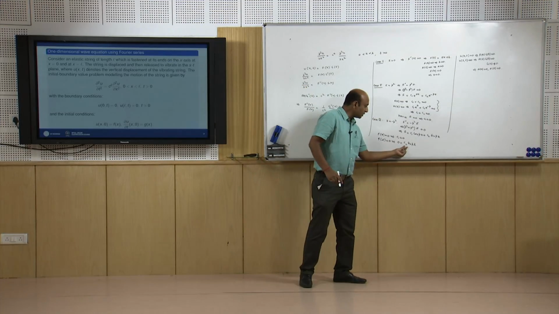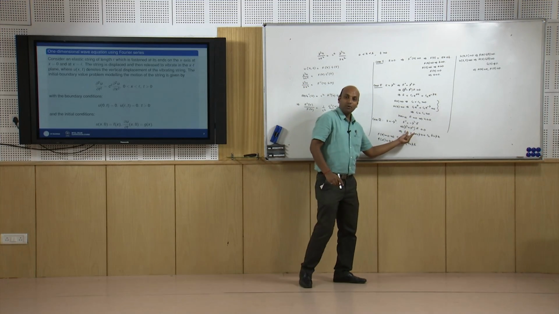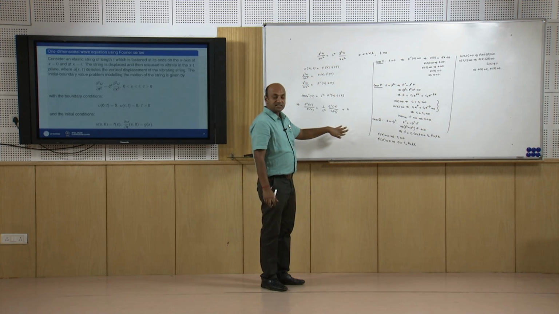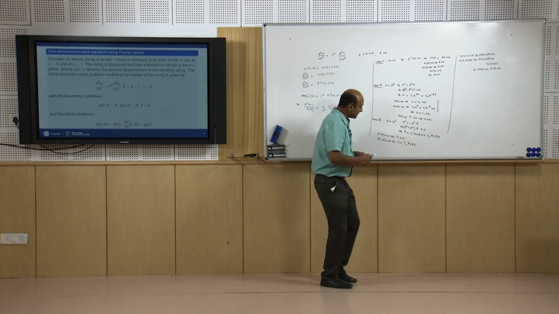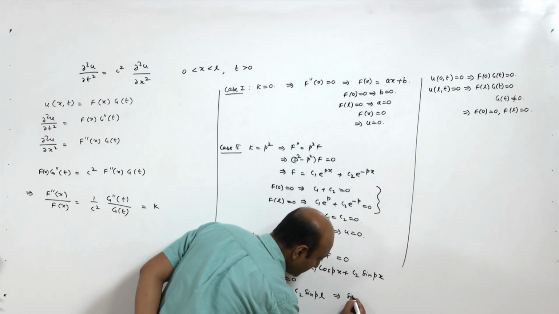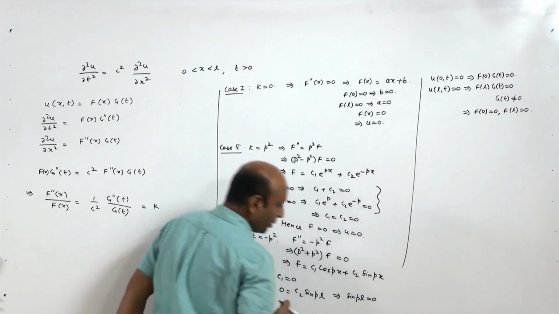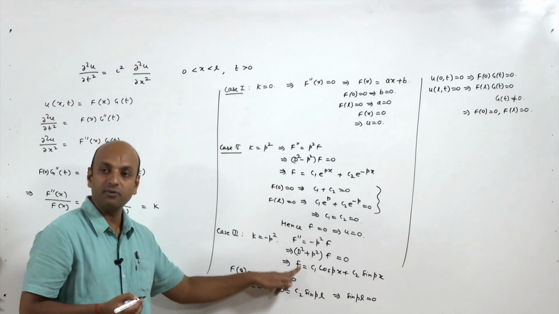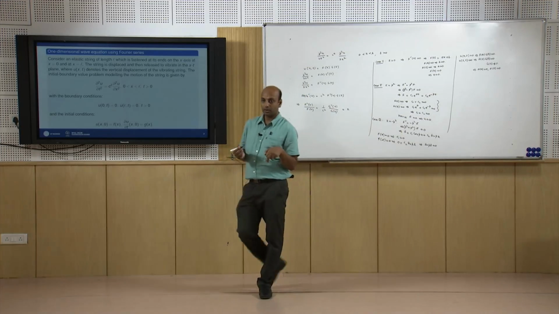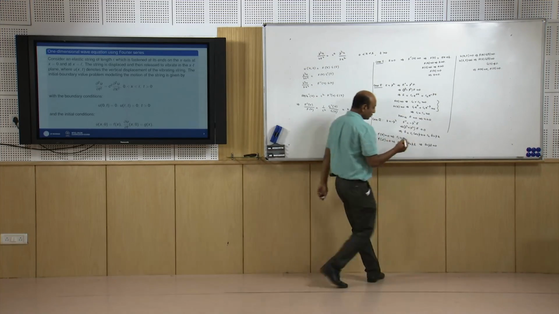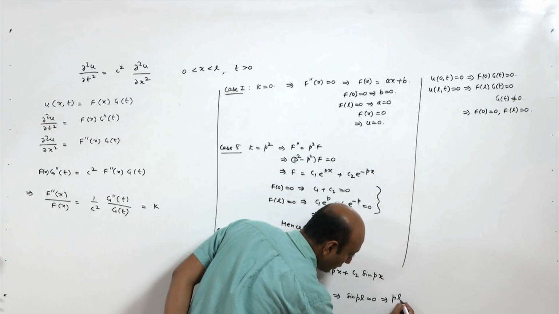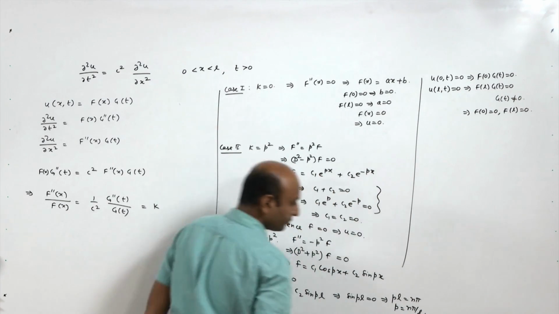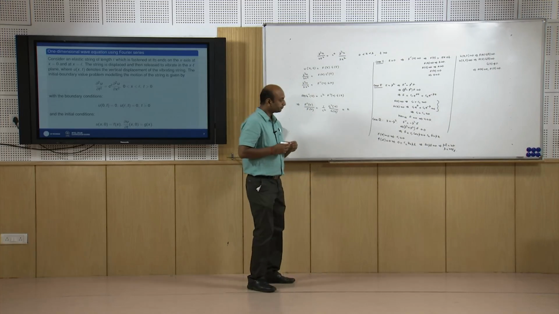Now, if c2 equals 0, again f will be 0, which in turn gives u equal to 0. So that case is omitted. This implies sin PL will be 0, because we do not want C2 to be 0; if C2 is 0, F is 0 and in turn u equals 0. So sin PL equals 0. This implies PL equals n pi, or P equals n pi by L.